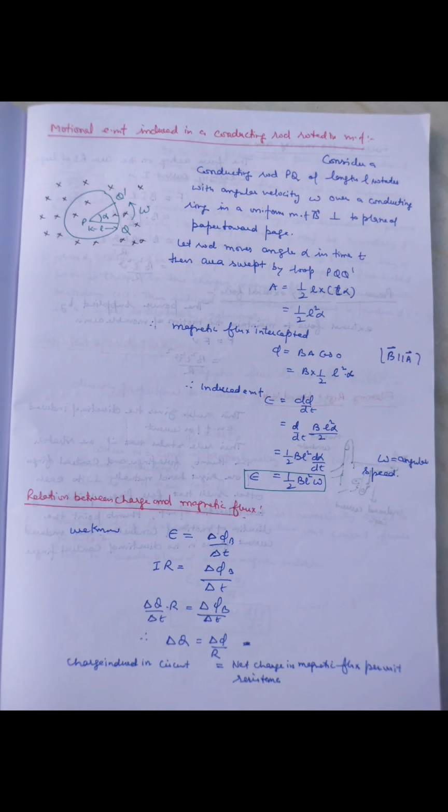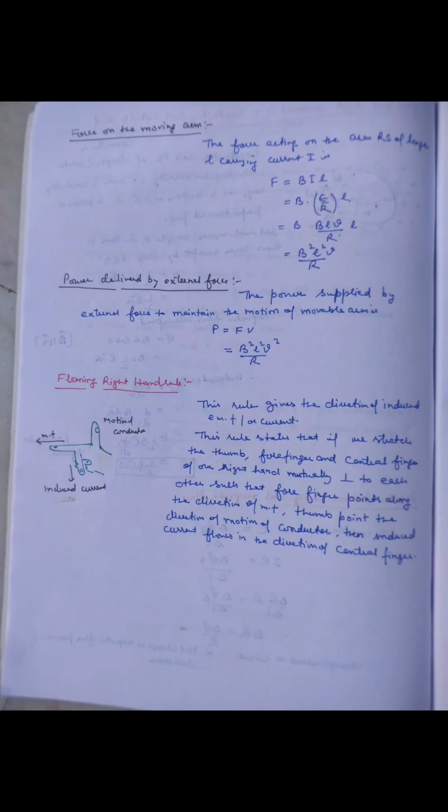Motional EMF is also induced in a conducting rod rotating in uniform magnetic field. Its value is half BL square omega, where omega is the angular speed, L is the length of rod, B is the magnetic field. Force on the moving arm is given by B square L square v upon R. Power supplied by external force to maintain the movable arm is given by B square L square v square upon R. Fleming's right-hand rule is used to find the direction of induced EMF or current.